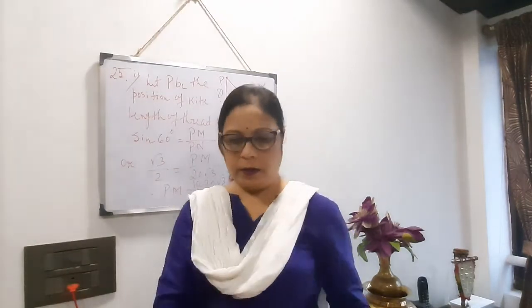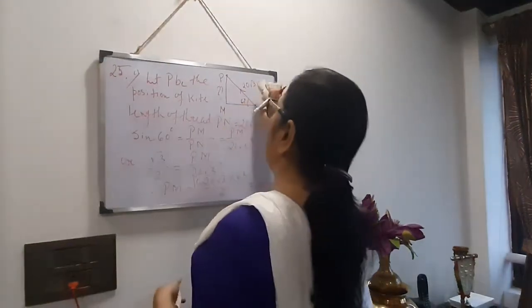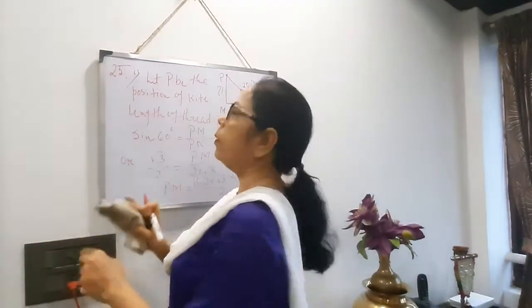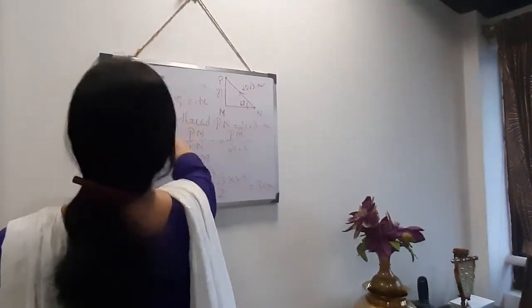So height of the kite from the ground is coming 30 meter. Clear? Here why we have applied sine, not tan, as hypotenuse given you have to calculate perpendicular. Now next one.